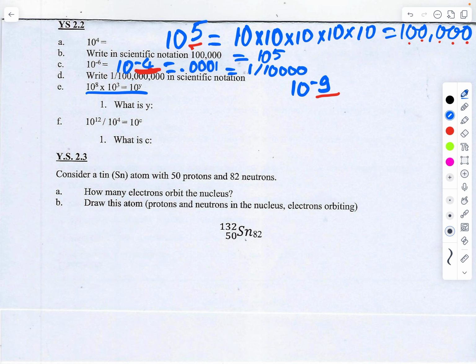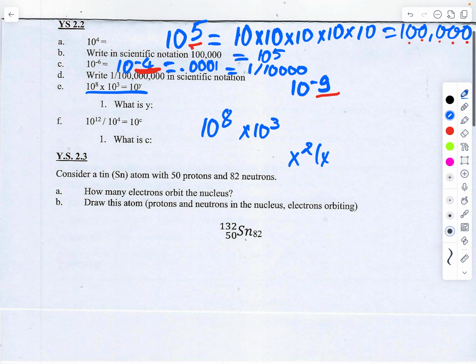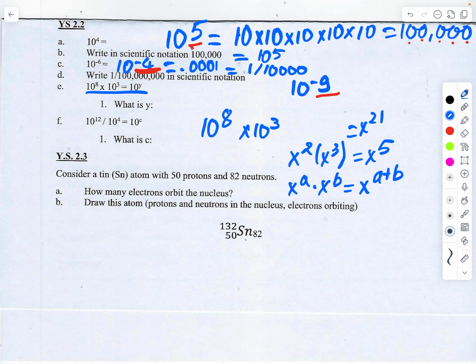Okay. So for this problem, 10 to the 8 times 10 to the third. So remember when you were doing x squared times x to the third, you would get x to the fifth. It basically is x^a times x^b equals x^(a+b). So in this case, x^2 times x^3 equals x^(2+3) equals x^5.